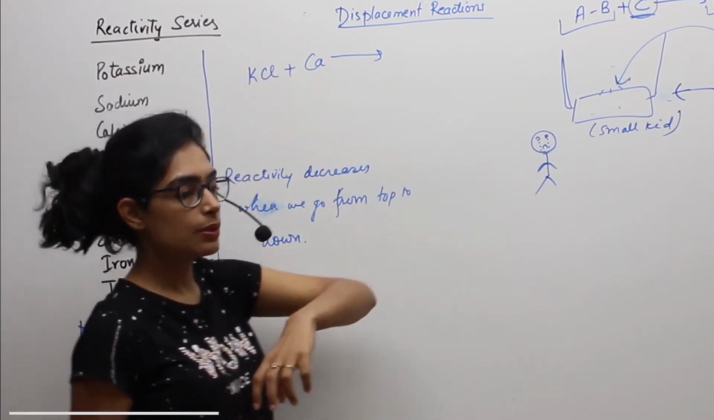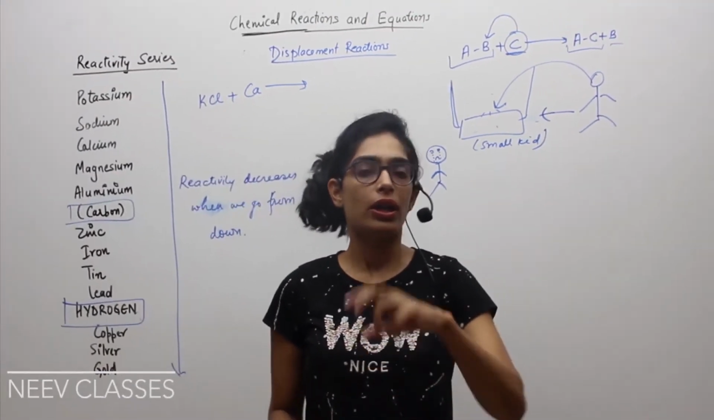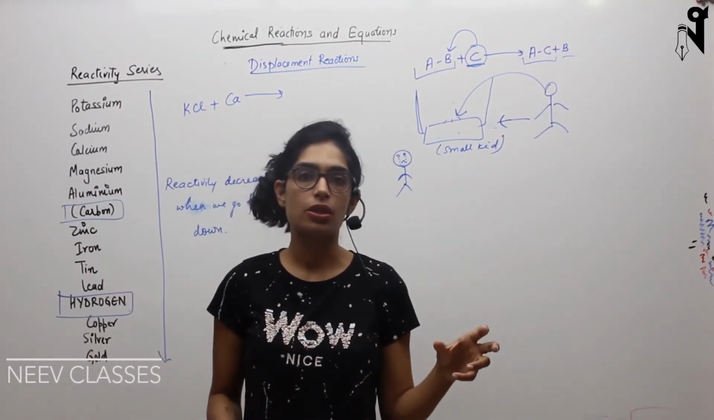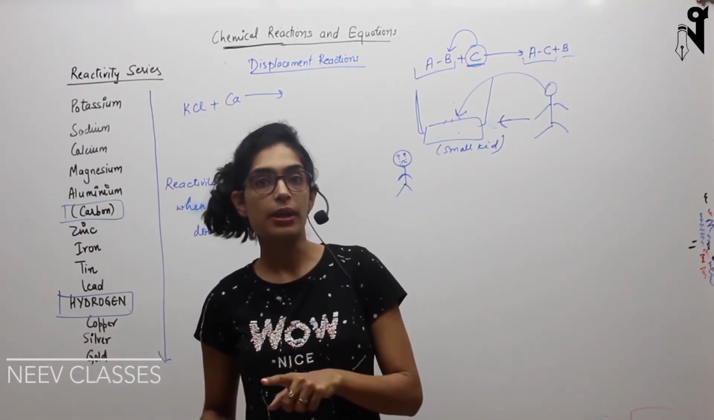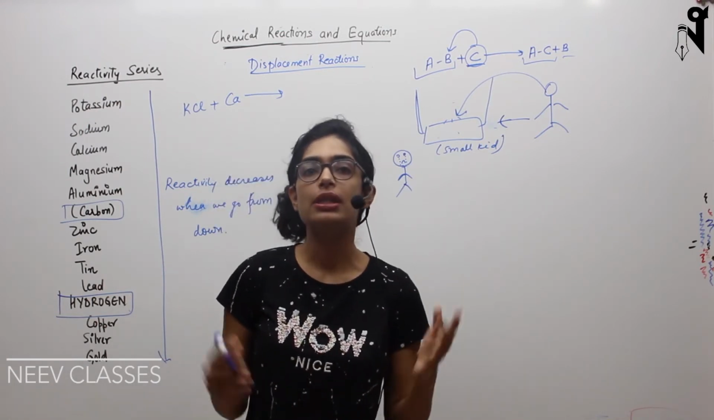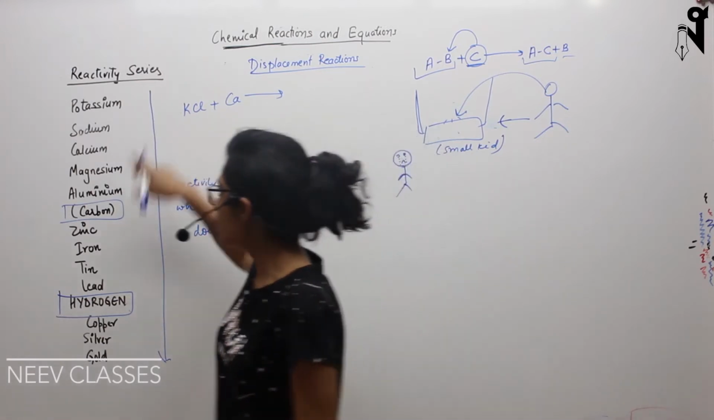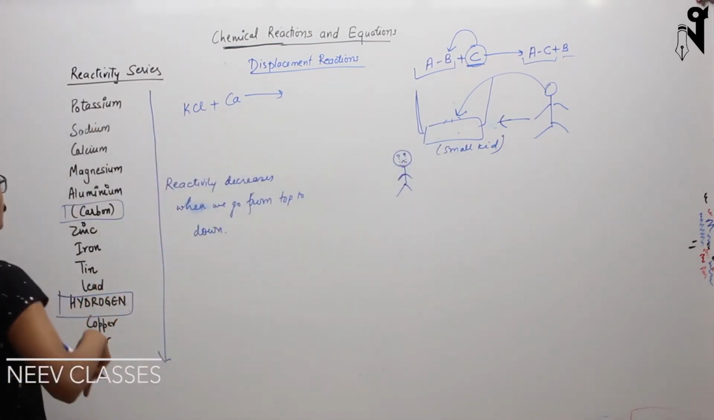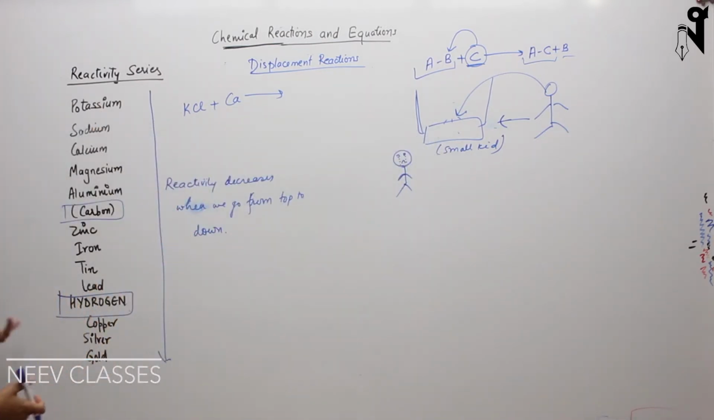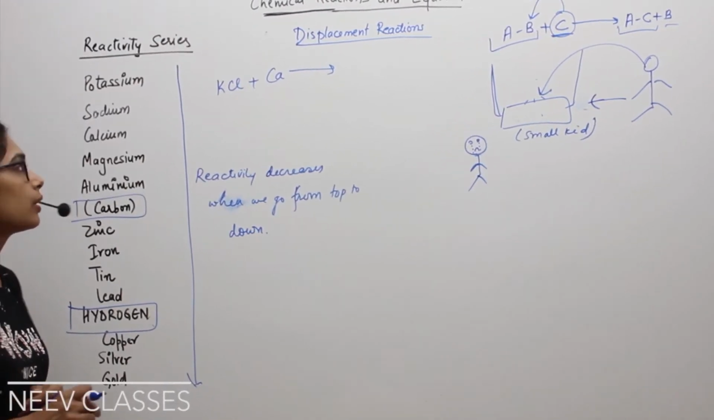So less reactive metals will not be able to displace the strong metals, whereas strong metals will displace the weaker metals. This is the whole basis of displacement reaction. So you have to remember this reactivity series. And how will you remember? You can make your own tricks to remember this, and there are a few known tricks also. I'll just tell you the known trick.